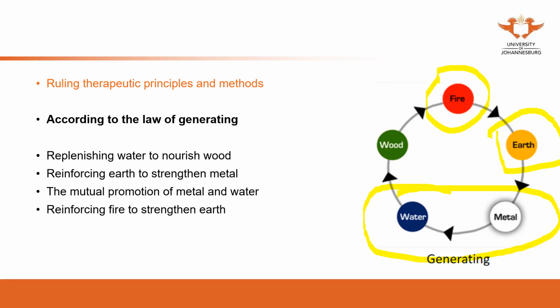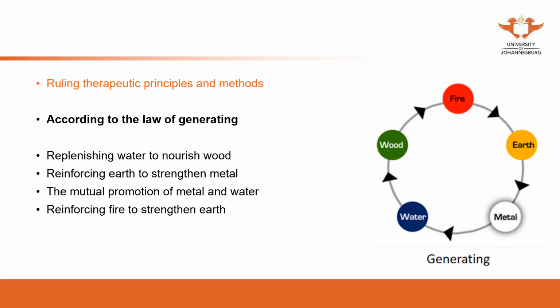For example, a patient suffers from diarrhea. Then we can improve the fire in the body. This fire can be the kidney fire, and then we can help the treatment of the diarrhea from the spleen. So these principles are from the law of generating. But more specifically, they are mostly used for deficiency.